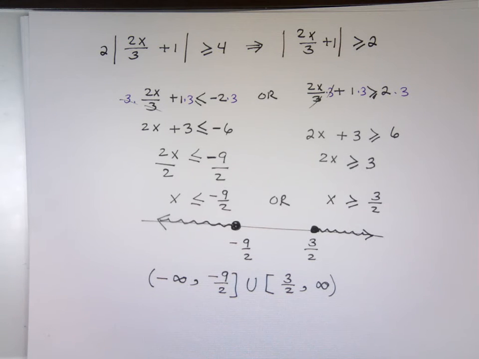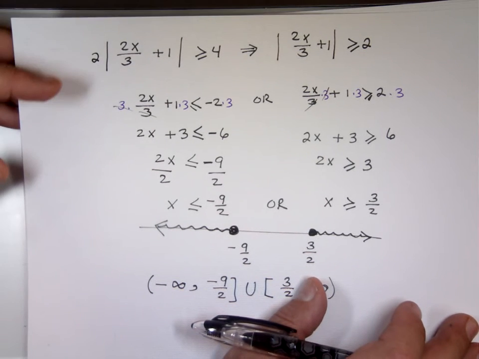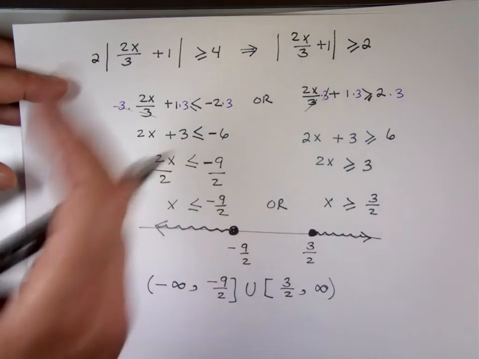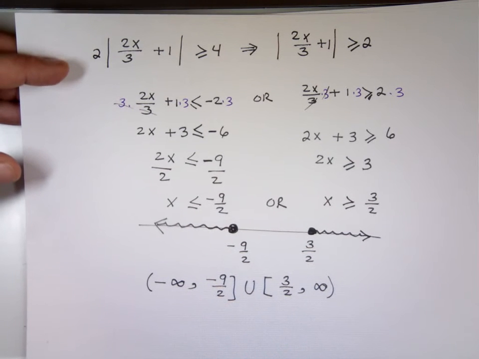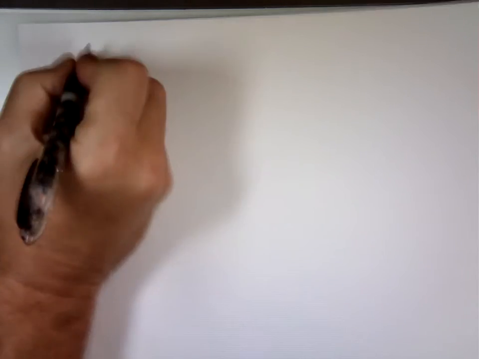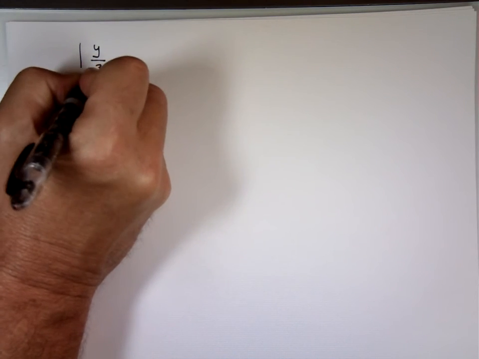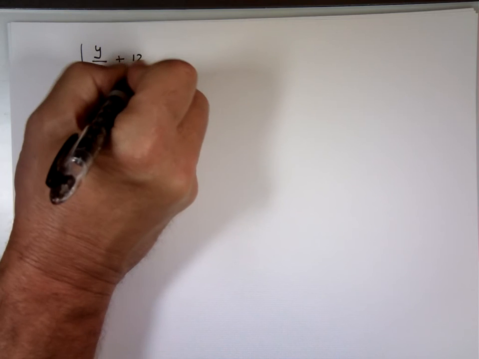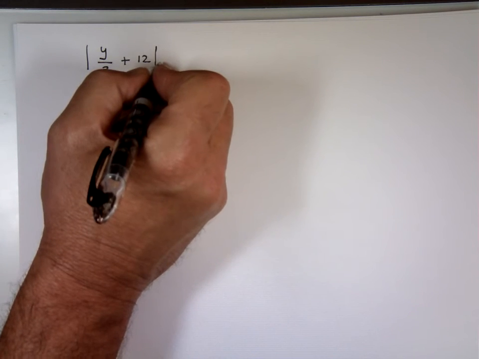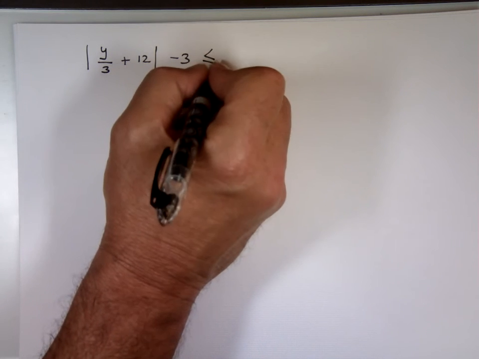Again, you try to match the form, and every once in a while they try to play a trick on you by sticking something in the front, moving something around, just to make it look different. Like this example. The absolute value of y over 3 plus 12 minus the 3 less than or equal to 22.